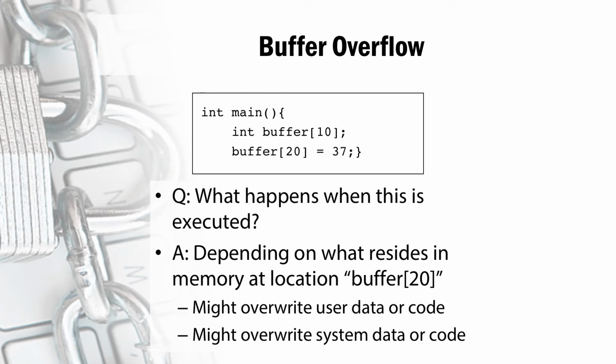Here we will go over an example of buffer overflow. Suppose I have a simple buffer variable of length 10. If I want to attempt an attack, what I can try to do is write in position 20 of this buffer the number 37. So what happens when this is executed? Depending on what resides in the memory of location buffer 20, the attacker may be able to override the user data, code, or even system data.